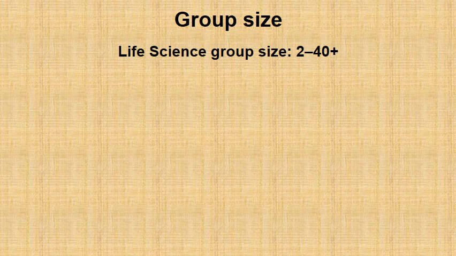Let's look now at the group size. Life science groups are very interesting in that they can vary from anything from 2 team members to 40 plus people in the group, with a kind of unwritten rule that the more established the group is, the more people it will have. But what's now interesting is to look at the performance of the group in relationship to its size.